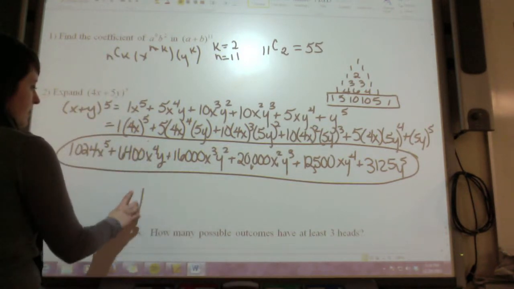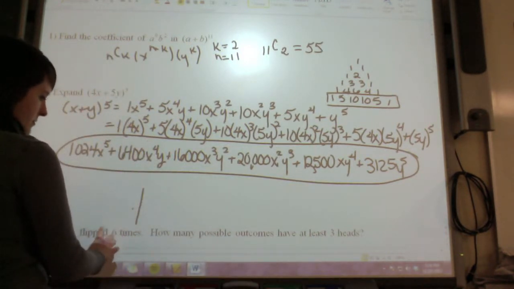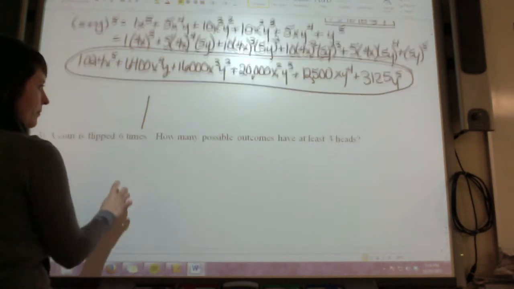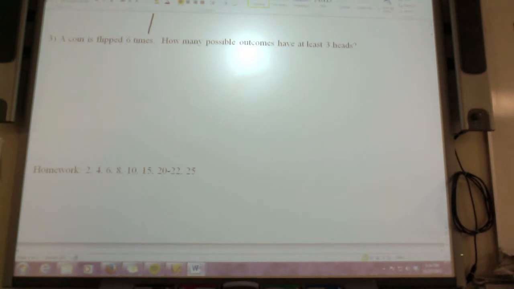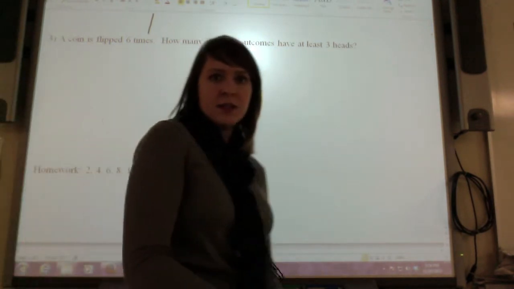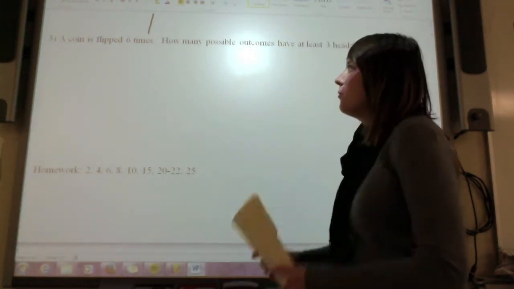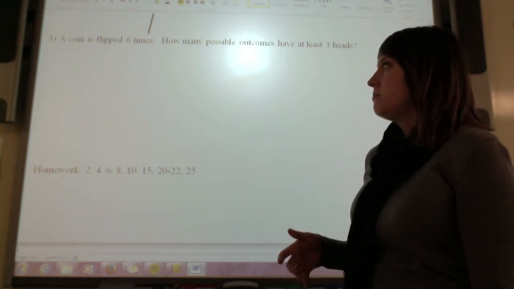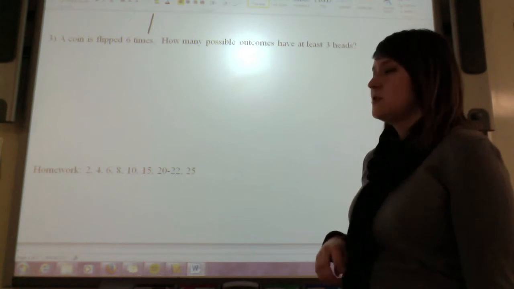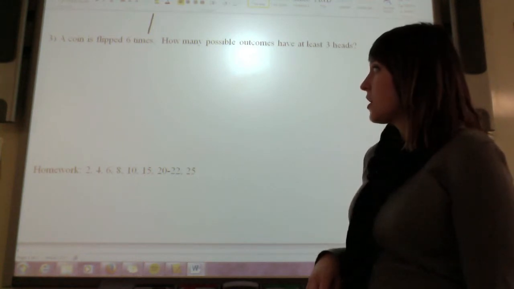Alright, now let's go ahead and connect this to probability. So a coin is flipped 6 times. How many possible outcomes have at least 3 heads? Well, if my coin is flipped 6 times, basically I can relate that to the 6th row of Pascal's triangle.